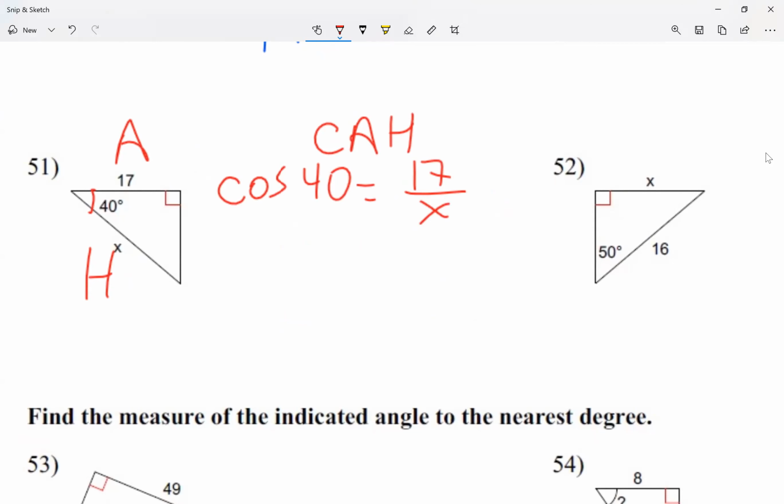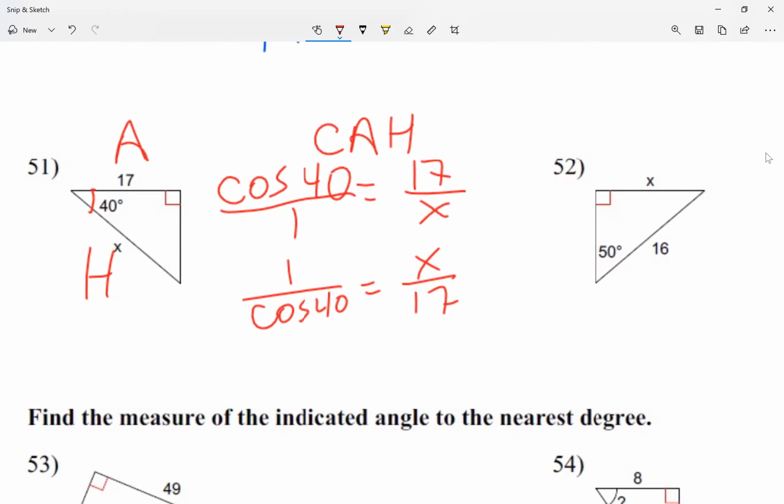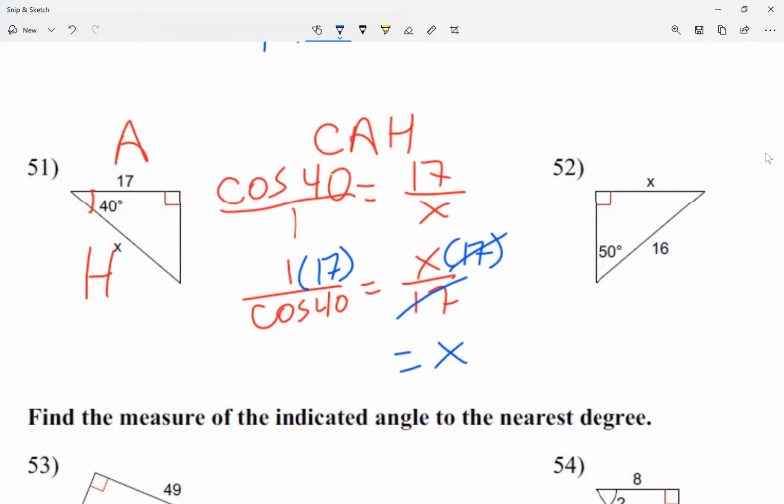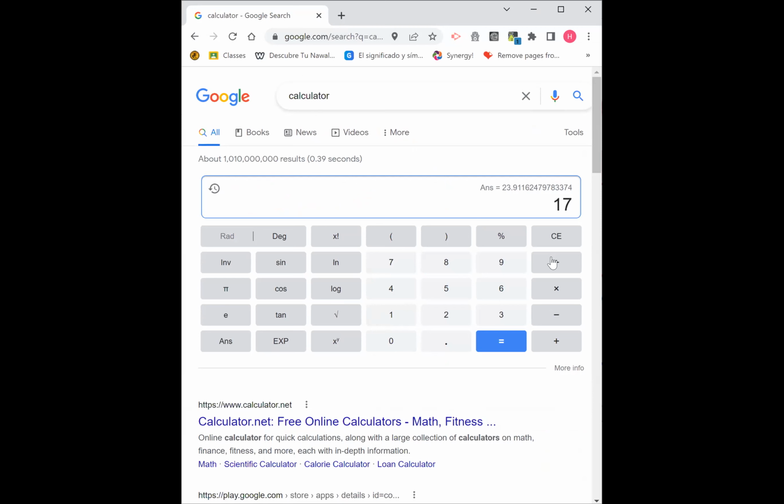I have x at the bottom, so let me make two fractions. Cosine 40 over 1. Let me flip my fractions. 1 over cosine of 40 is equal to x over 17. Now I can multiply both sides by 17. I'm going to put a 17 on top of each fraction because that's going to give me x by itself. Now I'm just going to grab my calculator. I'm going to go 17 divided by cosine of 40. Let me type this in. 17 divided by cosine of 40.